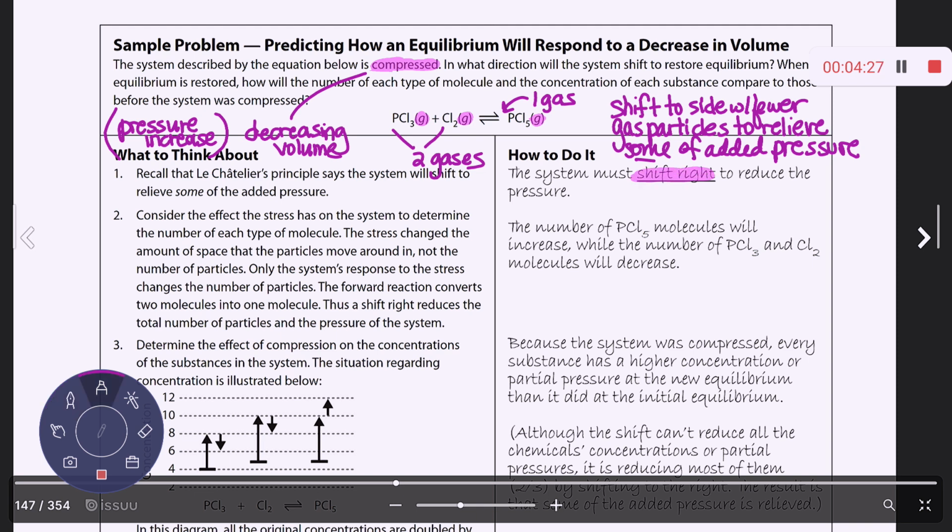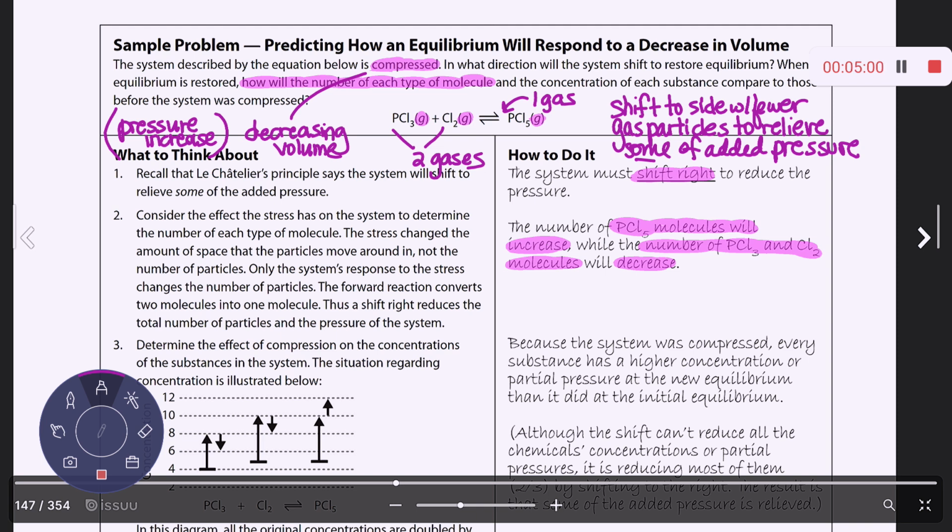Now, another question that they're going to ask you is about the number of each type of molecule that's present, okay? So when you shift to the right, you're obviously going to increase the number of PCl5 molecules. So here it says PCl5 molecules will increase. And as I shift to the right, I'm consuming my PCl3 and Cl2 molecules. So that means the number of PCl3 and Cl2 molecules will decrease.